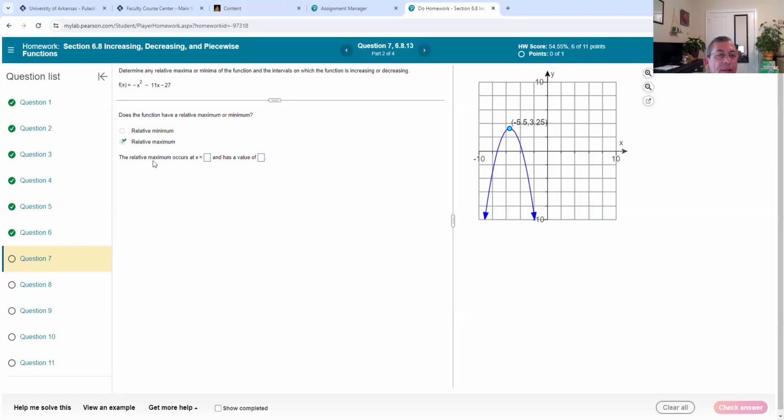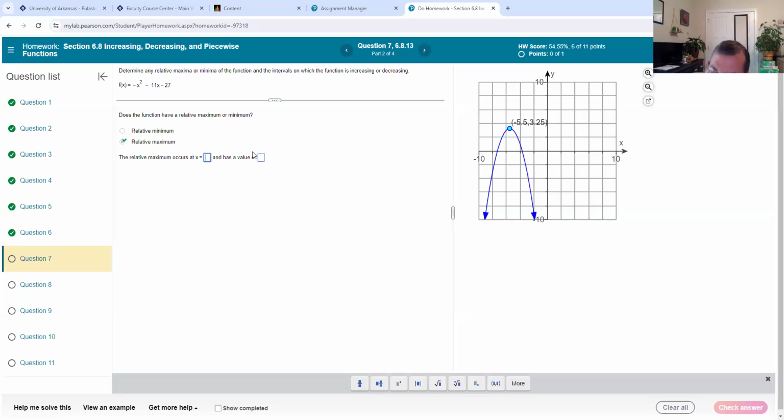But y'all watch this. It says the relative maximum occurs at x equals, well, they're giving us this point up here. So the x value is what, a -5.5. And then it has a value of, well, remember the values are the y values, which is a 3.25. So once we say whether we got a min or max, we tell it what x value it happened at and what was that maximum y value, which was 3.25. So that one they're actually giving you the point in those parentheses, okay?